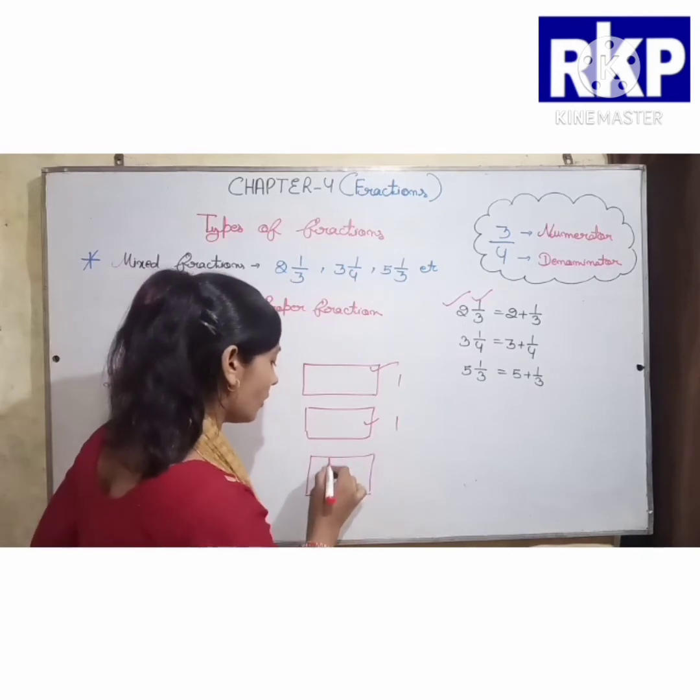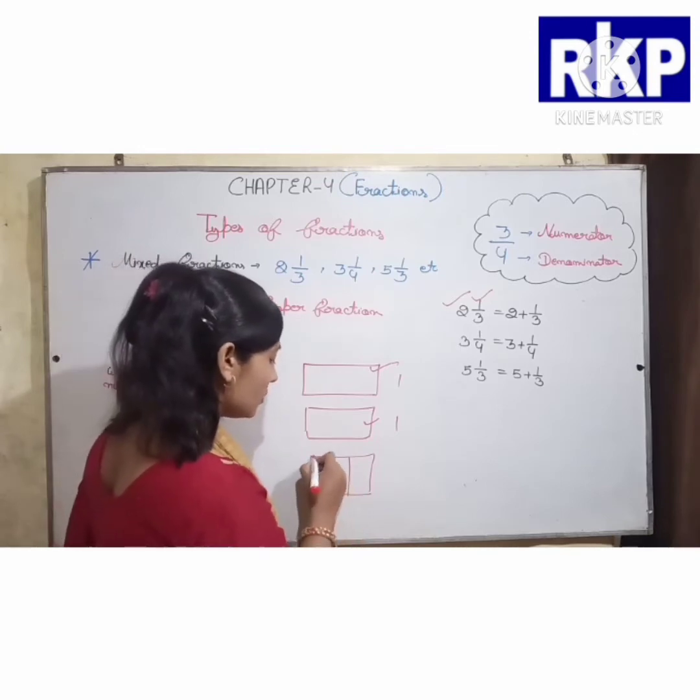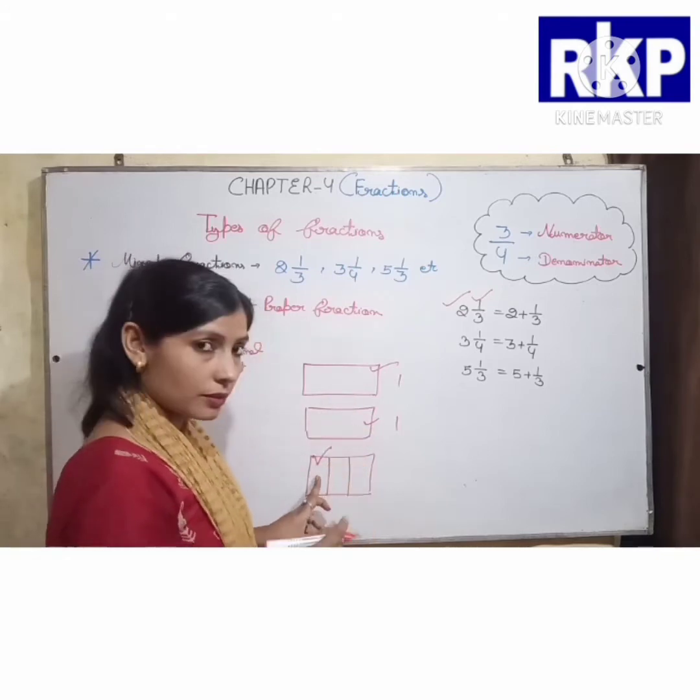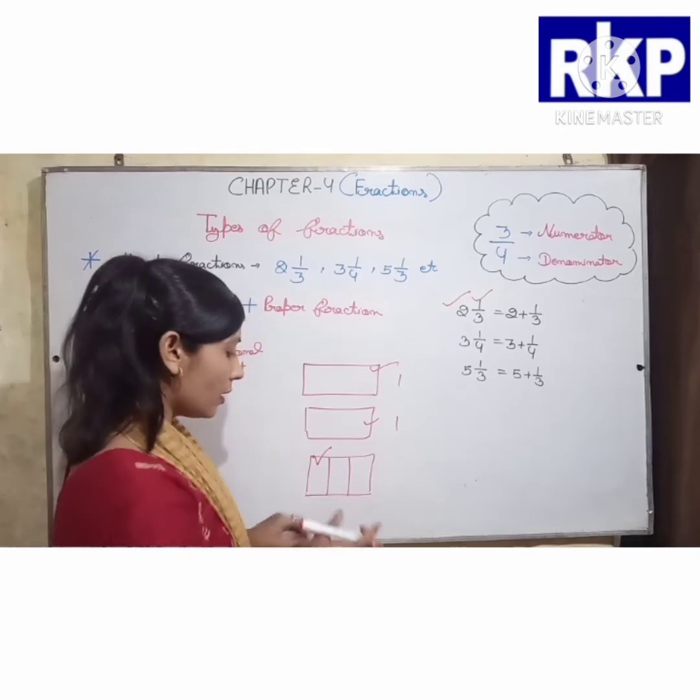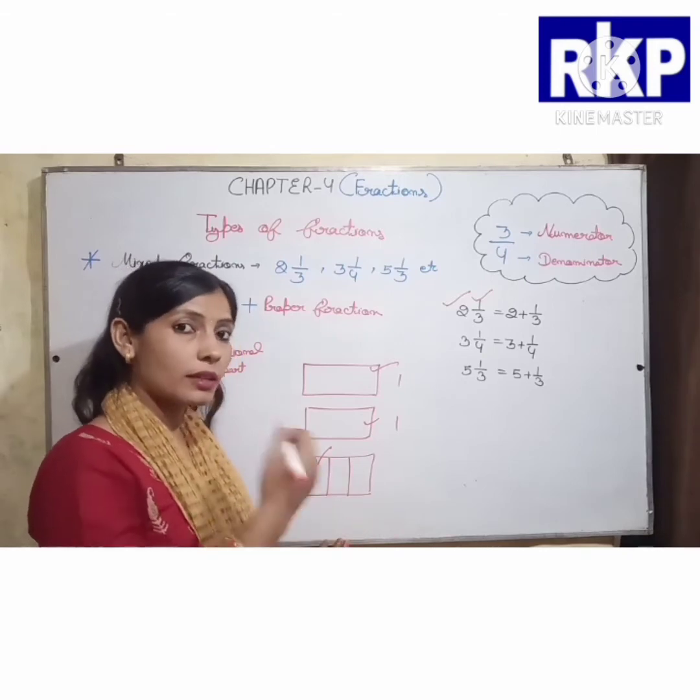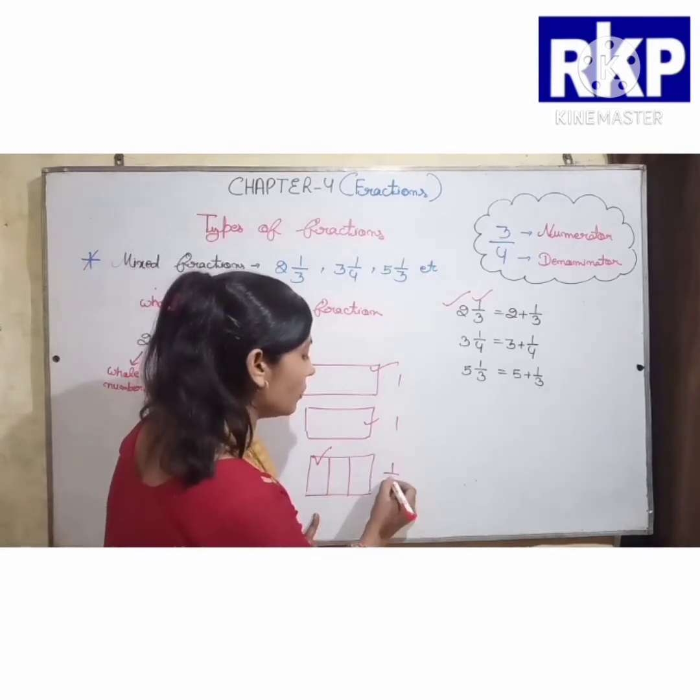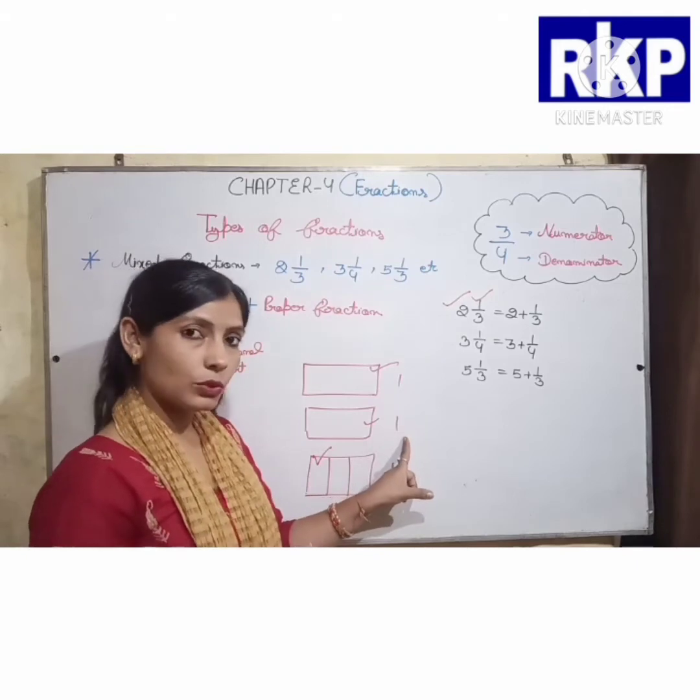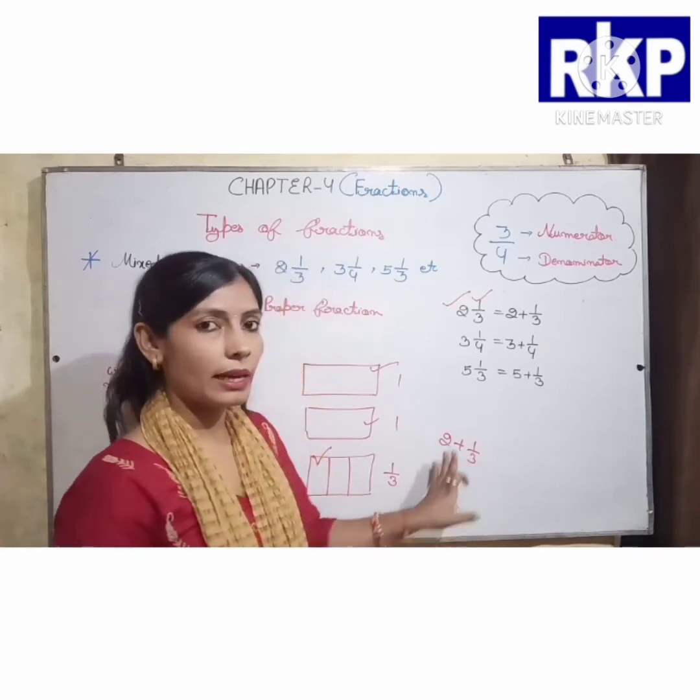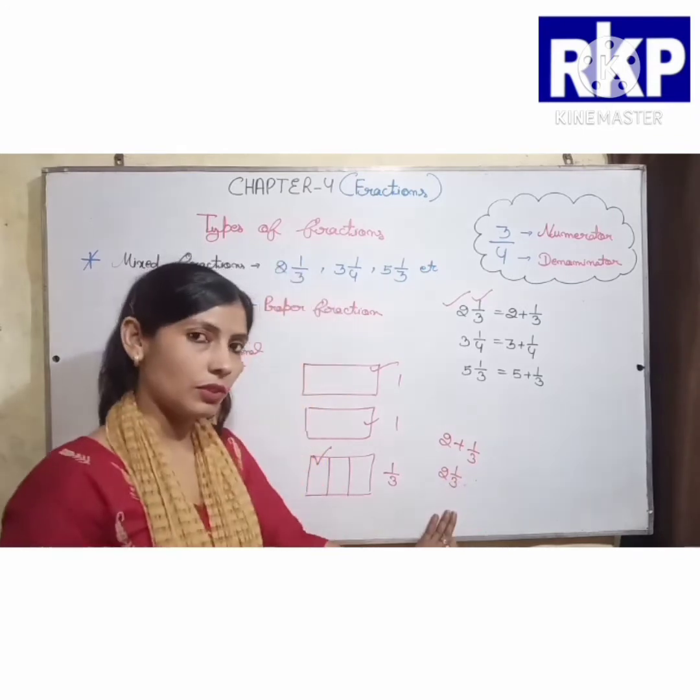2 complete chocolates and 1 by 3 means you are giving 1 part out of 3 equal parts. So you will give 2 complete chocolates and 1 part of this chocolate, beta. If you divide this chocolate into 3 equal parts, you are giving only 1 part out of these 3 parts. 1 by 3. So 2 plus 1 by 3 parts, and 2 plus 1 by 3 means 2 and 1 by 3 parts.